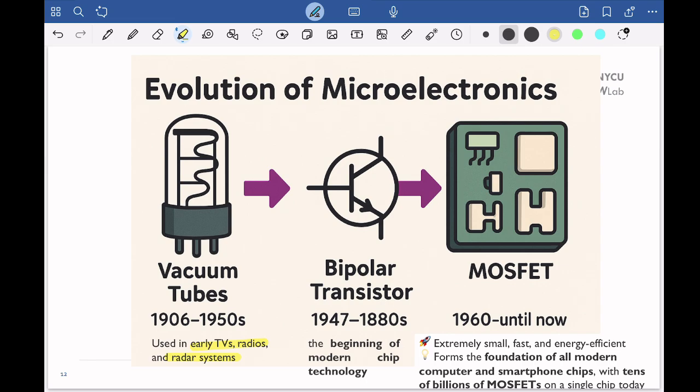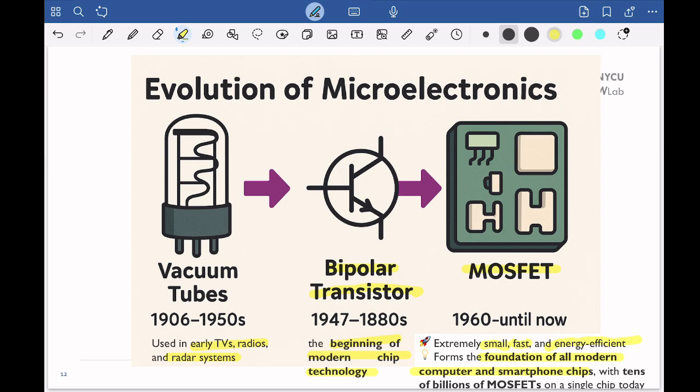That's actually not the goal we want, because we want to make everything smaller. Afterwards, we started to have what we call the bipolar transistor. This is the beginning of the modern semiconductor technology that we have. This is the first transistor we developed. But the bipolar transistor has some advantages, but also some disadvantages. We want a chip that has less power consumption and faster switching. That's why since 1960 we started to have the MOSFET, which has a very attractive feature: it is extremely small, faster, and energy efficient. And most important, the MOSFET becomes the foundation for all computer and smartphone chips.